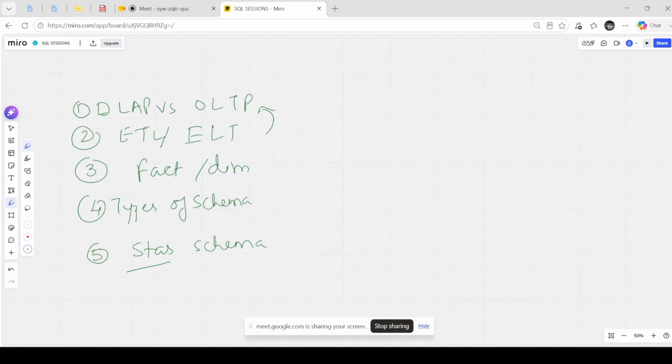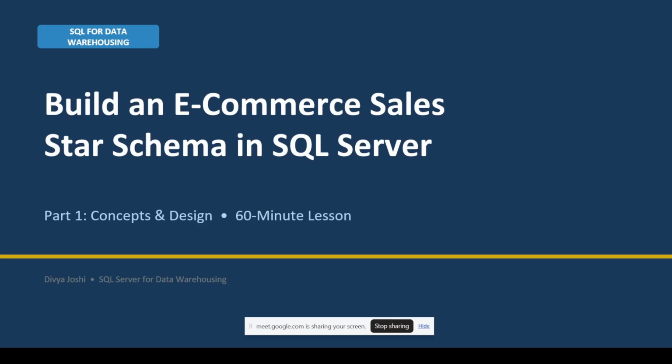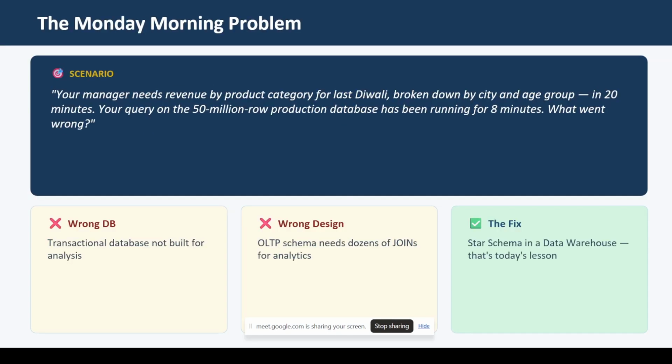Once we understand star schema, then we'll talk about how to redesign our OLTP application, sorry, not application, database, to this one, OLAP. So this is the plan for today. Let's first understand what is the issue that we face here.